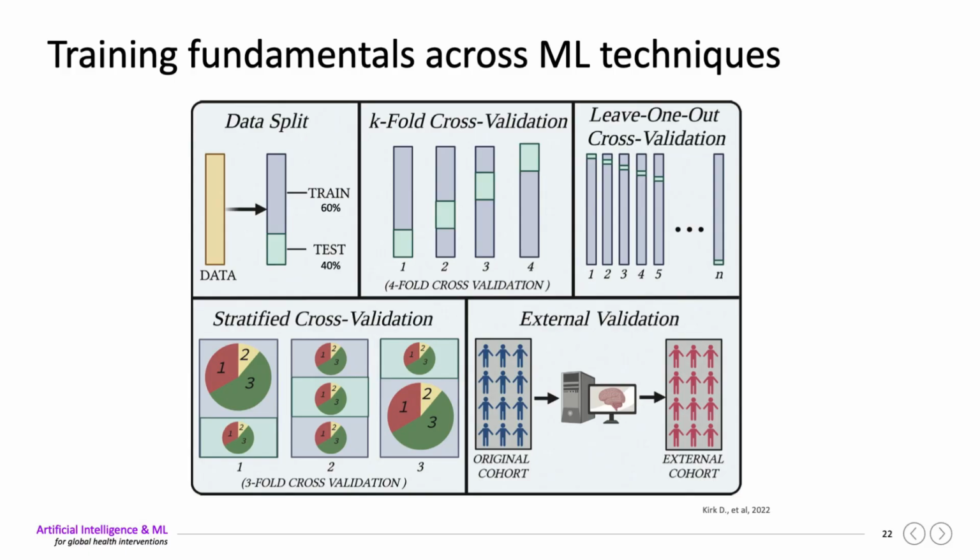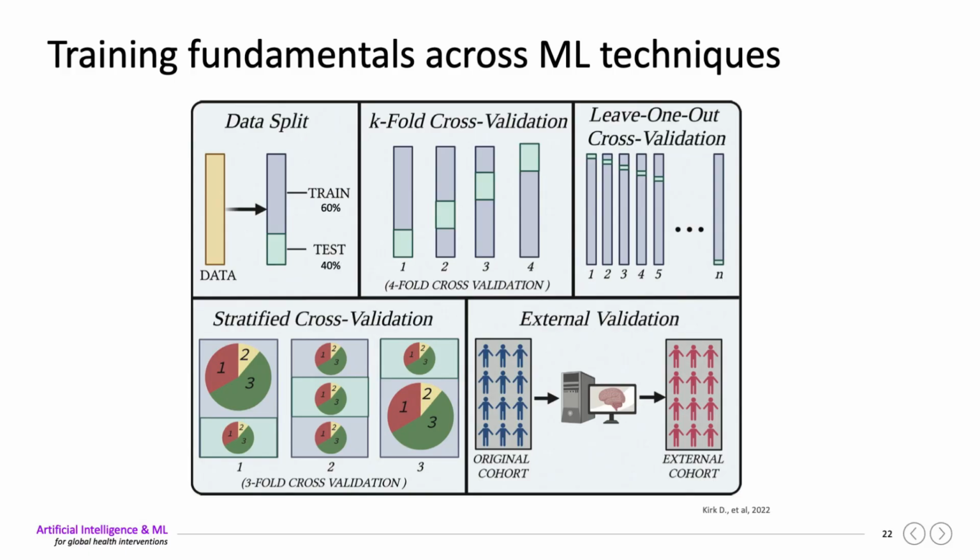K-fold cross-validation is when the dataset is split into k equal parts. The model is trained on k minus 1 folds and validated on the remaining fold, repeated k times. This reduces variance in performance estimates and is especially useful with limited healthcare data. Leave-one-out cross-validation is a special case of k-fold, where k equals n, the number of samples. Each sample serves once as validation, while all others are training, maximizing data use but at high computational cost, relevant in small medical datasets.